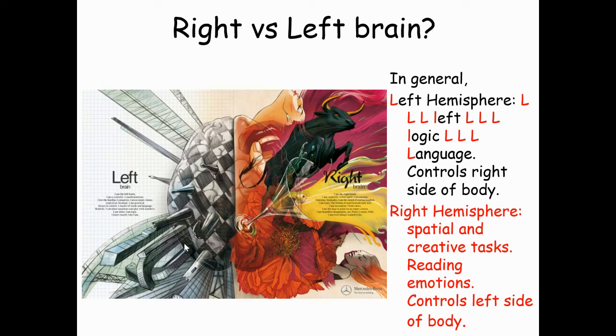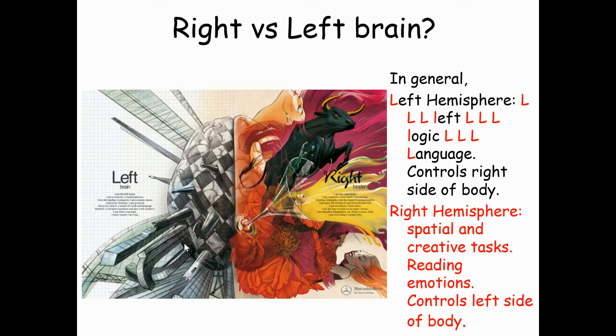The right hemisphere does creative tasks. So if you're a musician, you use your right side of your brain a lot. Spatial tasks. So if you have a question, like for example, you're playing Tetris and you want to know, how do I rotate this object and make it fit? That's the right side of your brain. If you're packing the trunk of your car and somebody asks you the question, will it fit? You're using your right side of your brain.